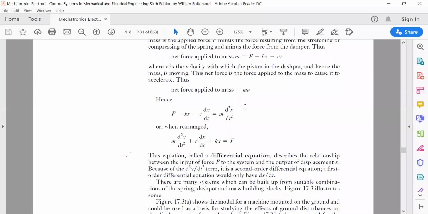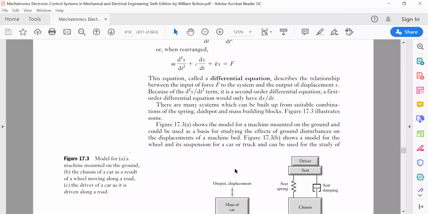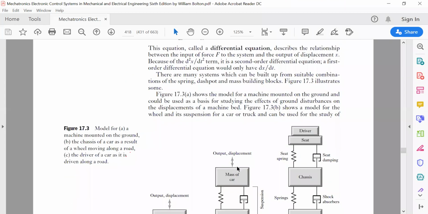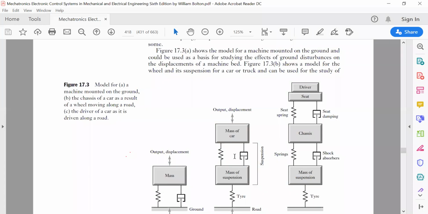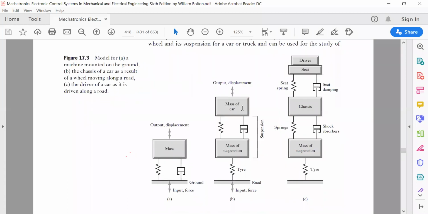Once you get this equation, you will be in a position to model some systems of a mechanical nature, like a suspension system attached to a car, which you can see in diagram 17.3b. Over here there is a mass, a spring dashpot system, a suspension, and then a tire. So now you can model this. Once you are able to model these systems, you will be able to make out the final equation.